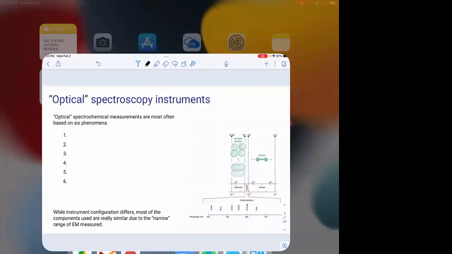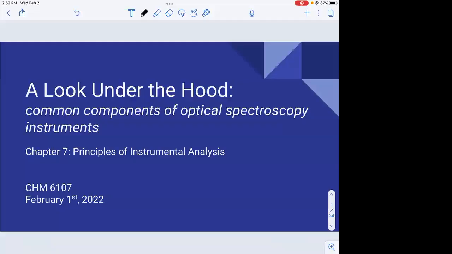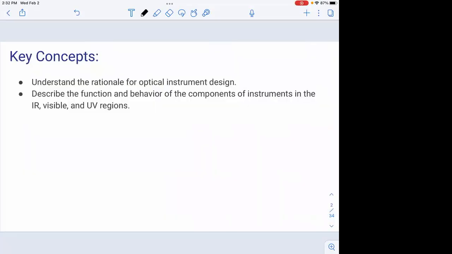This week we're going to take a little bit of time and go through some components of optical spectroscopy instruments that might be new to you. We'll do this through 2 videos. The first, a look under the hood, part 1.